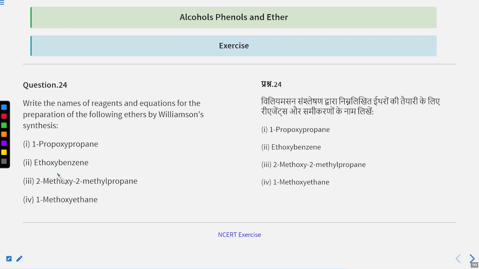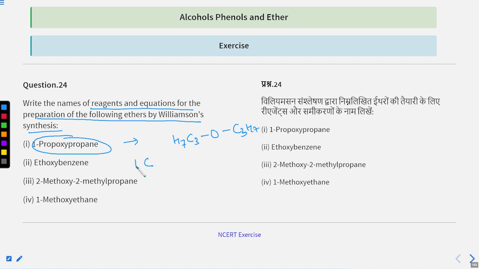Question number 24. So we have to write the names of reagents and equation for the preparation of the following ethers by Williamson synthesis. First is 1-propoxypropane. Okay, 1-propoxypropane. So 1-propoxypropane would look like this. C3H7Br, C3H7O-, and again here we have also C3H7O-. Here is ethoxybenzene, C2H5O- and then benzene.